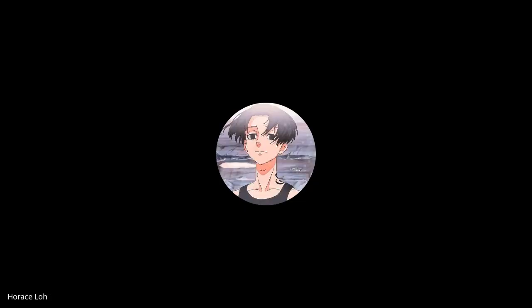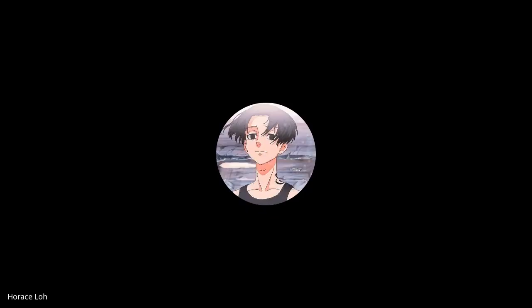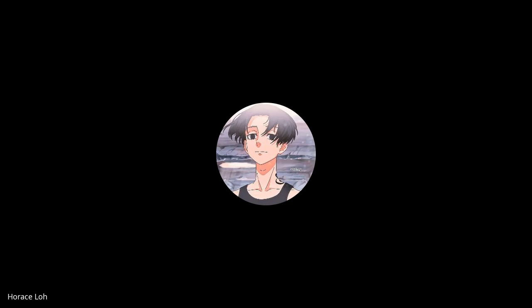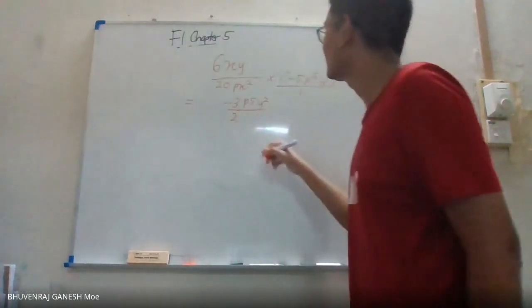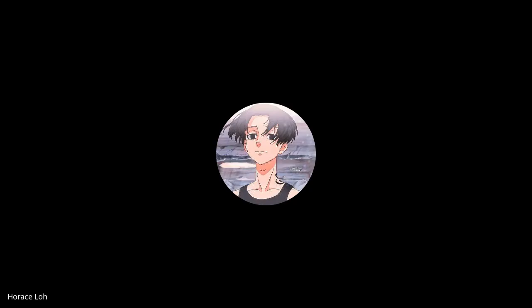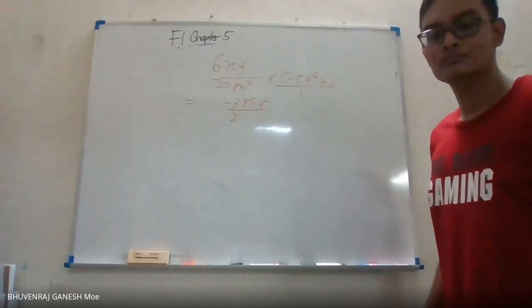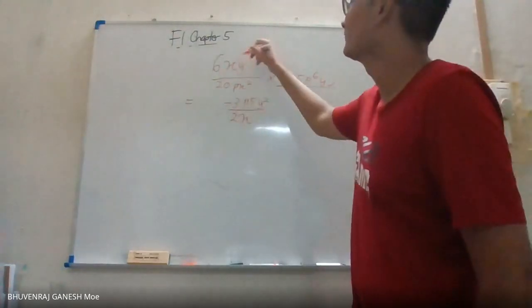Negative 3 over 2. p power 5. y power 2. Then one more variable, x. X is on top or down? Down. Yeah, correct. So you notice here, remember power one.